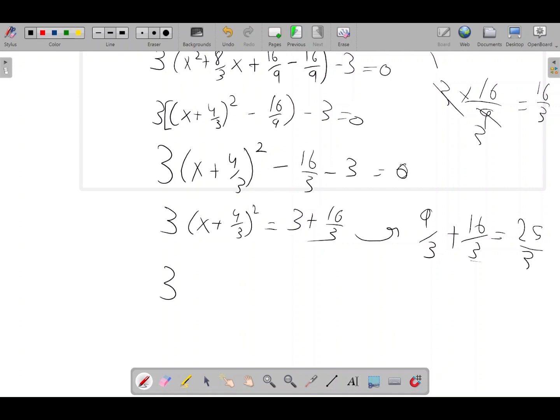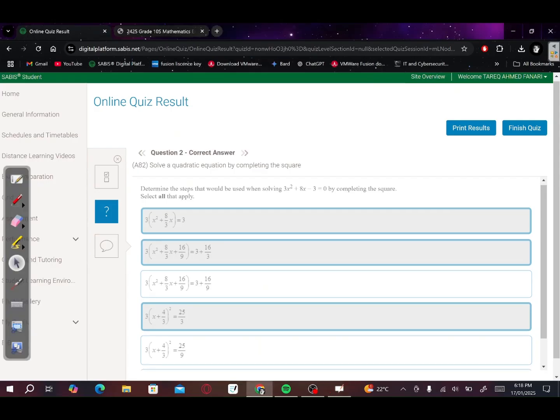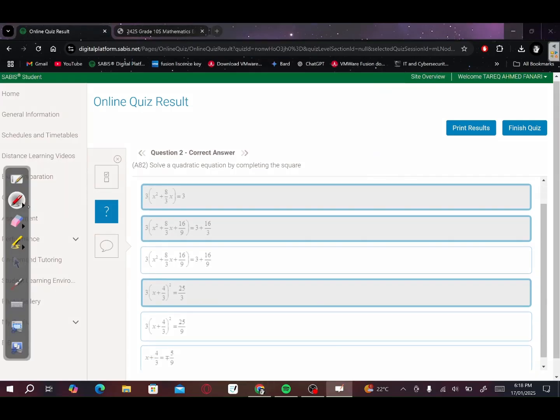So our completed square is going to be (x + 4/3) squared equals 25/3, right? So 25/3, there, we have it. So let's just tick. We have this one.